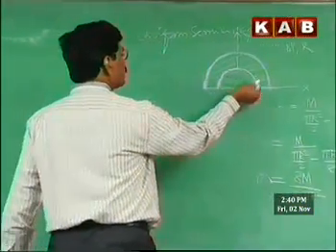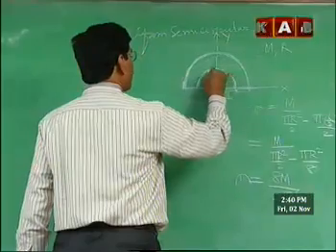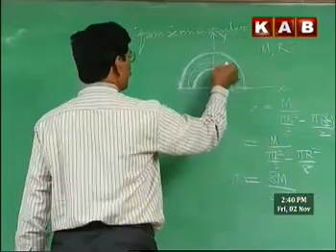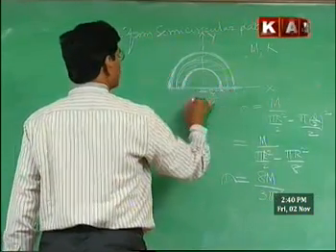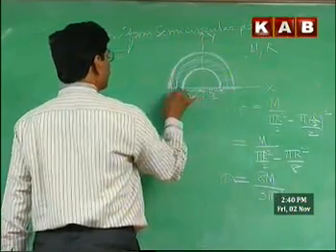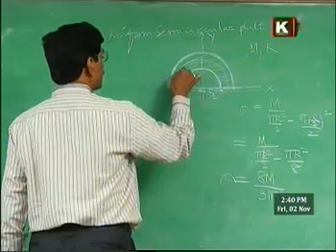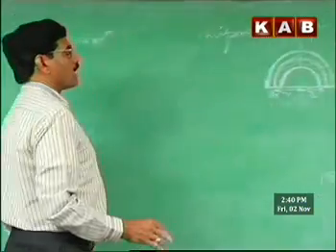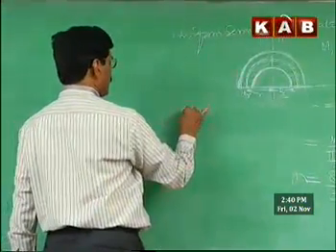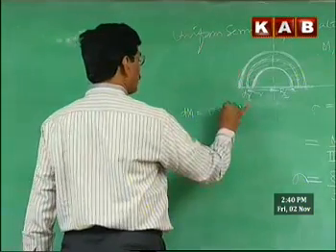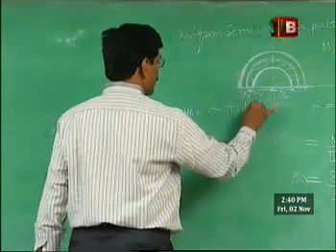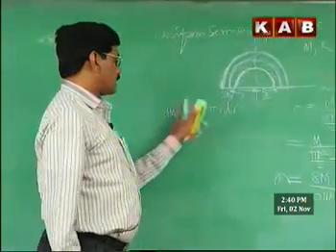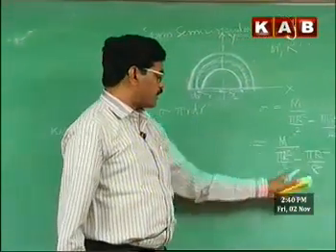Next is to choose the element. We now choose the element as a semicircular ring. Consider an elemental ring of radius small r and thickness dr. This is the element we are choosing. Now, what is the mass of that element? dm is sigma into pi r dr. Sigma into pi r dr is the mass of this element, where sigma is given by 8m by 3 pi r square.